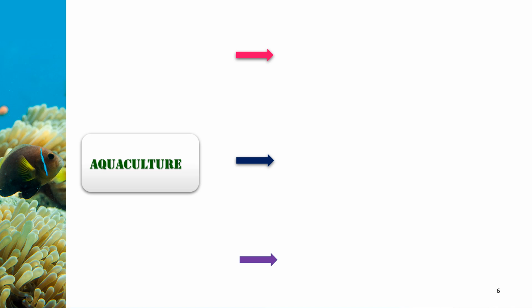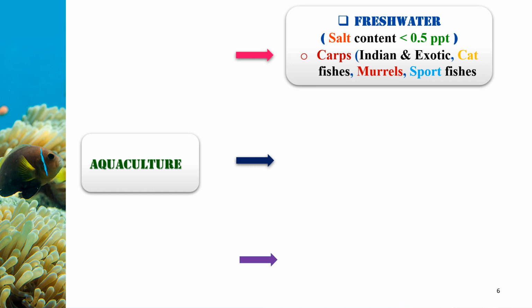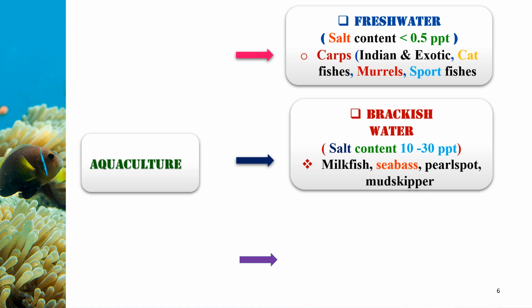The three types of aquaculture based on salinity are: one is freshwater aquaculture. If the water contains a small amount of salt, it is known as freshwater. Go through the examples of freshwater fishes. The second one is brackish water aquaculture. If the water is saltier than freshwater but less saline than salt water, it is brackish water. Note down the examples of brackish water fishes.